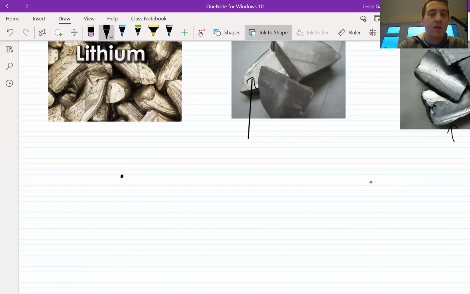So for example, they will all react with oxygen to form compounds called oxides. So for example, lithium oxide, sodium oxide, potassium oxide. So they'll all react with oxygen to form oxides.